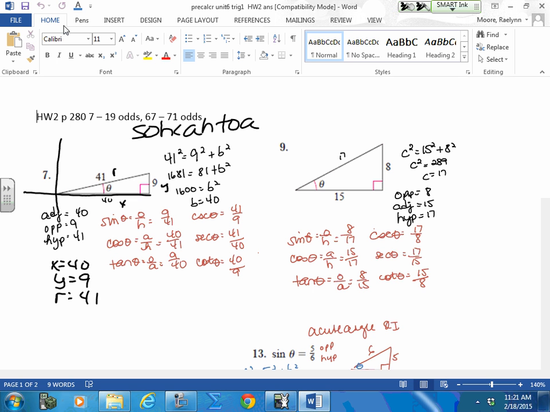Everybody okay with finding the missing sides? This is kind of like maybe 8th, 9th grade stuff. We just find the missing piece, find your functions, reduce to lowest terms. These are your triples, the ones that come out with whole numbers.